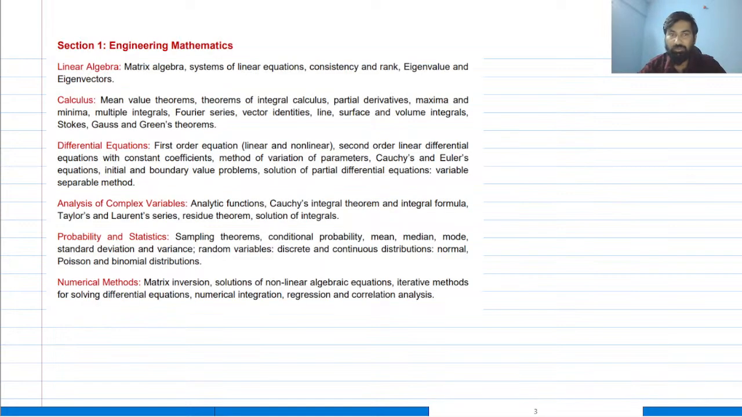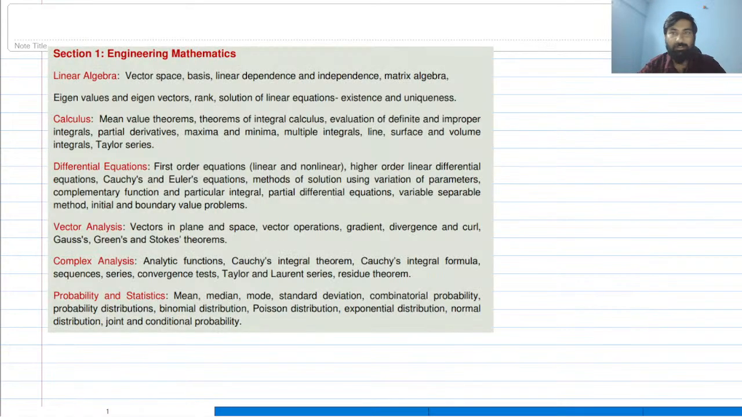I will be starting with the syllabus of GATE 2024. You can take a look at the syllabus for all the branches, for electrical engineering, for instrumentation, as well as others. So let me show you the syllabus directly. This is our first class, GCA lecture number 1.